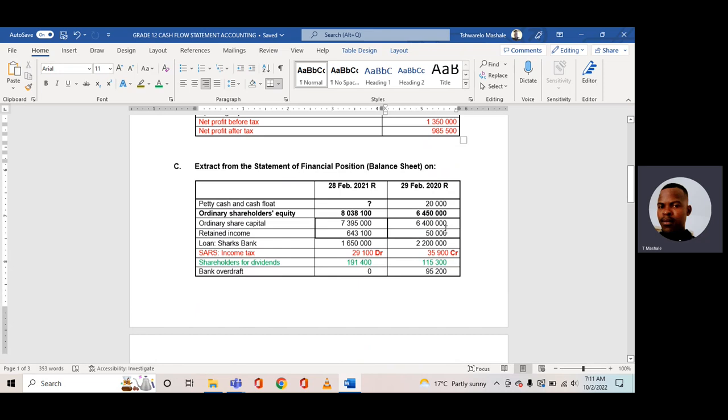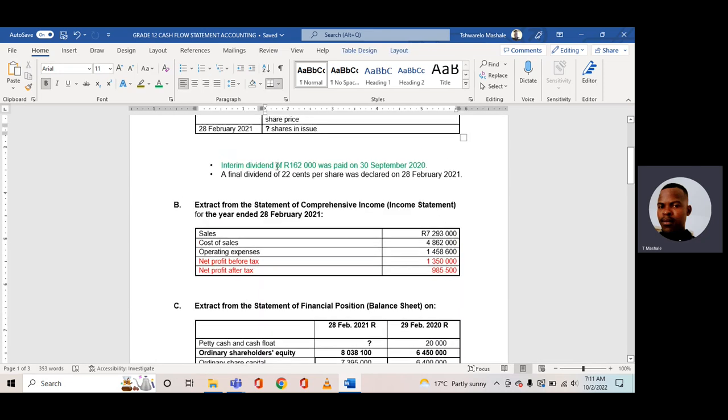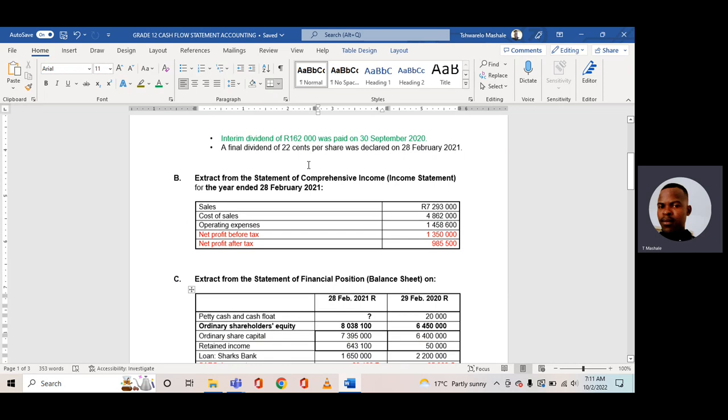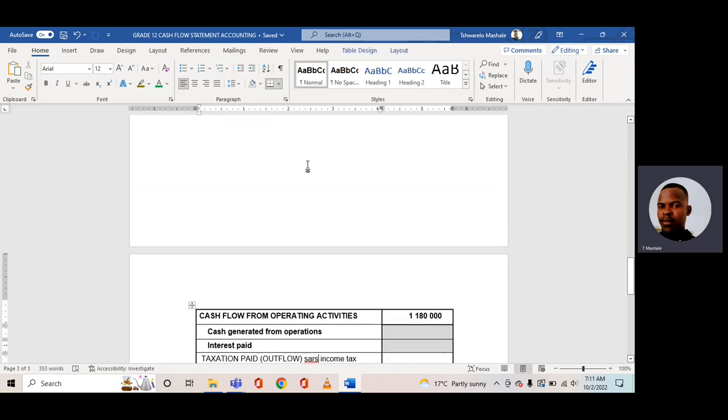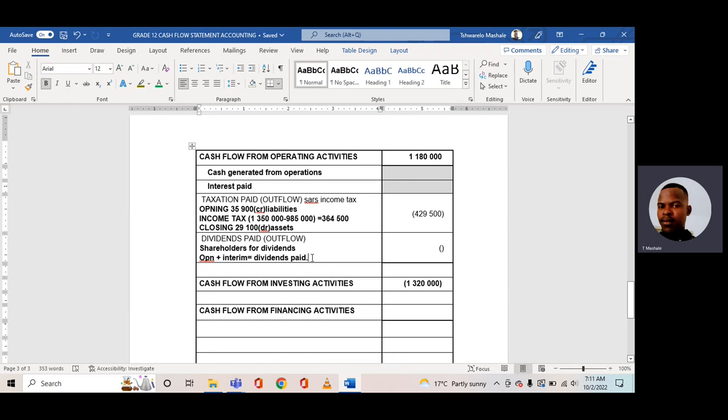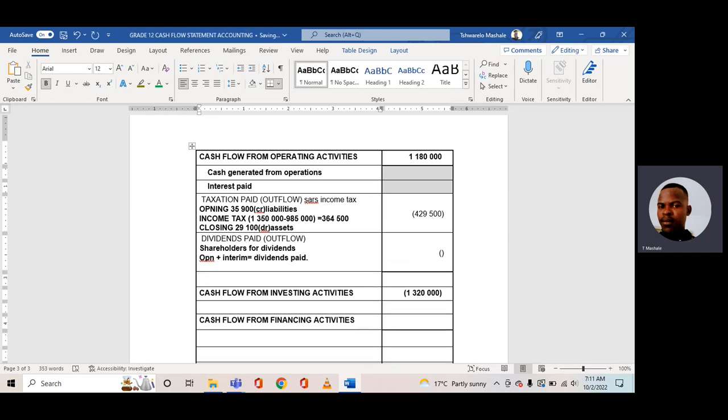Why? Because here we have an interim dividend which has been paid. They will never tell you that this opening has been paid. You will just know it has been paid because they tell me that I have an interim dividend which has been declared. Therefore, to calculate our dividends paid here, we're simply going to say, okay, we have our opening. Our opening is how much? It's 115,300. We say it is paid because the interim has been declared.